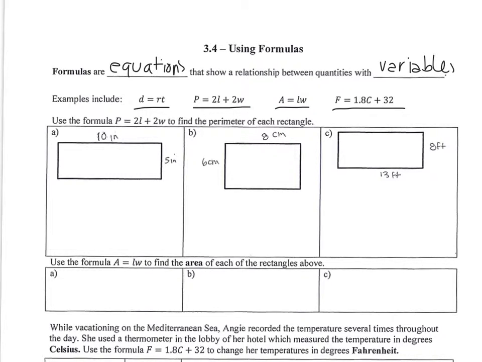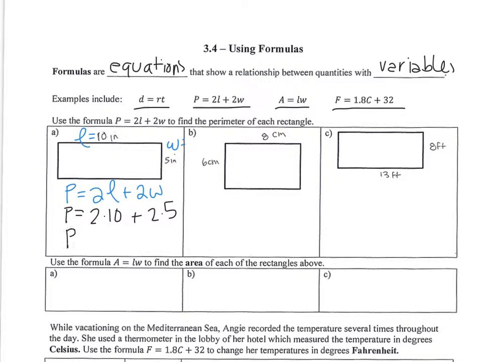So the first one, use the formula P equals 2L plus 2W to find the perimeter. We're going to let the length be 10 and the width be 5. The first thing you want to do is write out the formula: P equals 2L plus 2W. The second line, you substitute what you know in. P equals 2 times 10, which is L, plus 2 times 5, which is W.